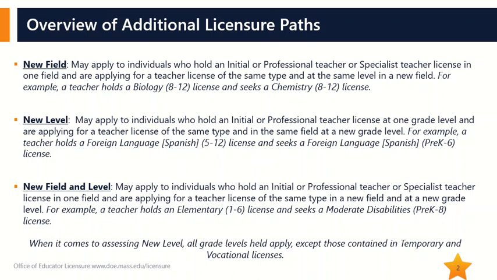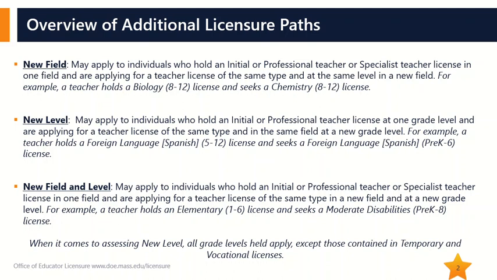New level may apply to individuals who hold an initial or professional teacher license at one grade level and are applying for a teacher license in the same field at a new grade level. For example, a teacher holds a foreign language Spanish 5 through 12 license and seeks a foreign language Spanish pre-K through 6 license. Please be advised that when it comes to new level, all grade levels held across licensure categories apply, except grade levels obtained in temporary and vocational licenses.